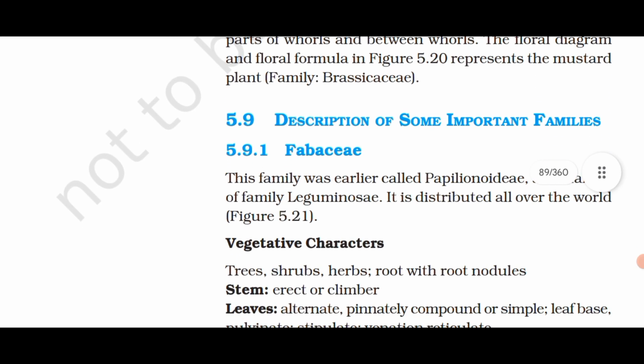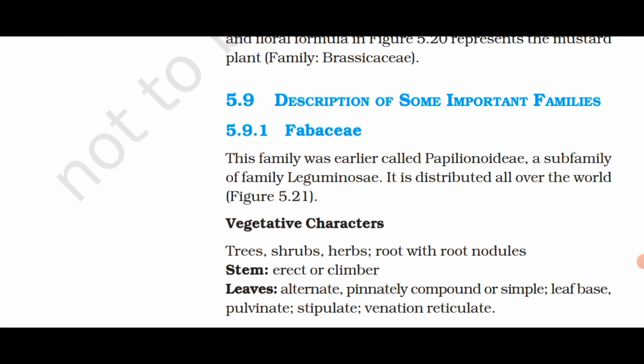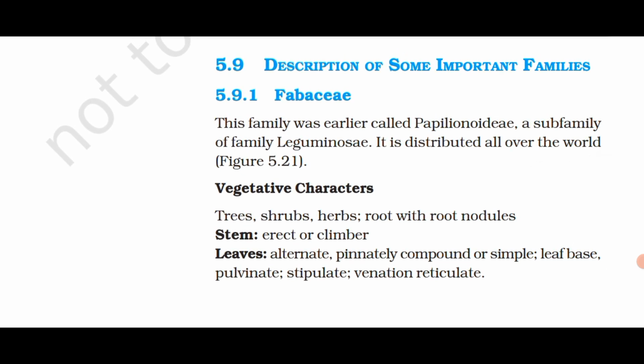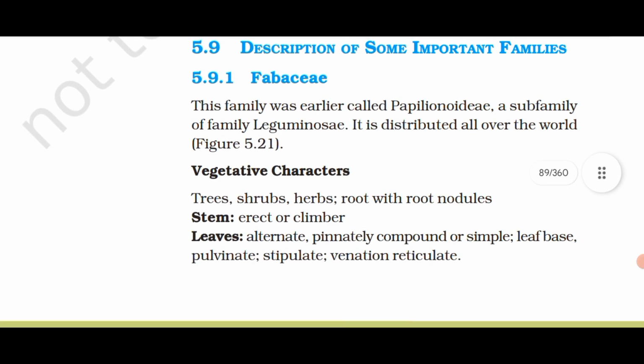5.9 Description of some important families. 5.9.1 Fabaceae. This family was earlier called Papilionoideae, a subfamily of family Leguminosae. It is distributed all over the world. Vegetative characters: trees, shrubs, herbs; root with root nodules; stem erect or climber; leaves alternate, pinnately compound or simple; leaf base pulvinate; stipulate; venation reticulate.